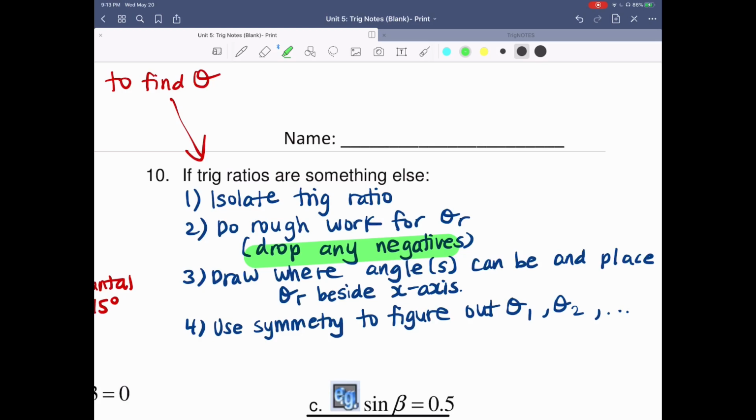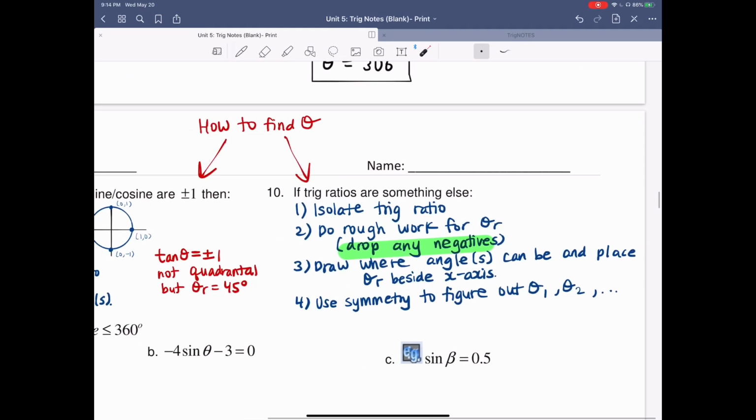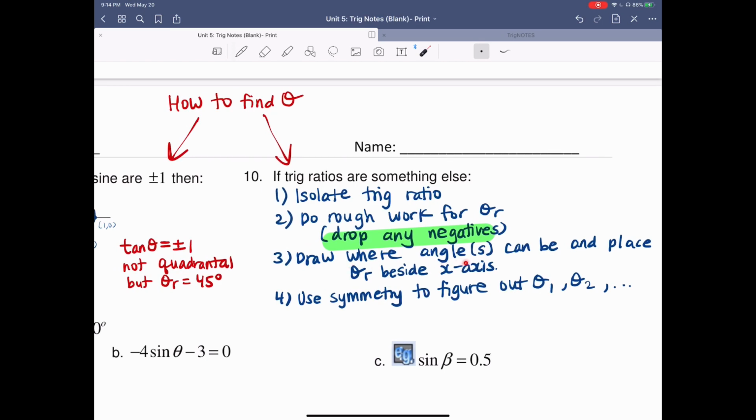The reason you do that is partially because you want to get a related acute angle. But if you, let's say, take cos inverse of negative 0.5, you'll get 120 degrees, an obtuse angle. To avoid that from occurring, that's why we're dropping any negatives, so we're working with a related acute angle every time. So number 3 says draw where angles can be and place theta r, the related acute angle, beside the x-axis, and then use symmetry to find out theta 1, theta 2.